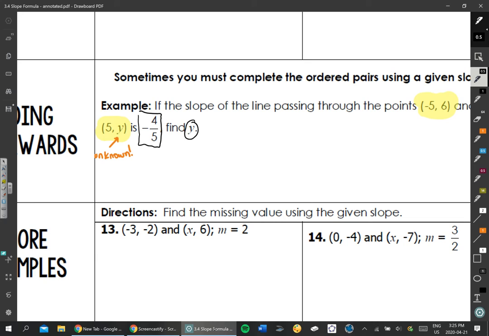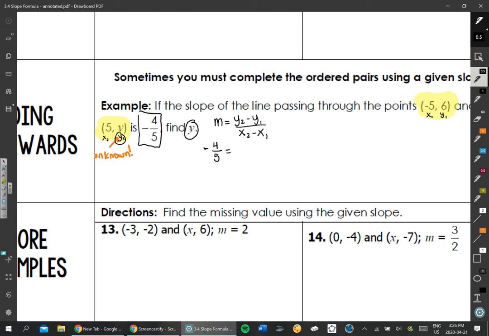So let's start off with our slope formula. m is equal to y2 minus y1 over x2 minus x1. Okay, we know what slope is. m is -4/5. So we replace m with -4/5. I'm going to call this point 1. So this is x1, that's y1. I'm going to call this x2, and this unknown, well, it's technically going to represent y2.